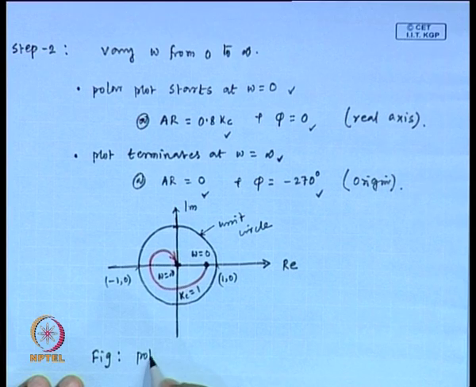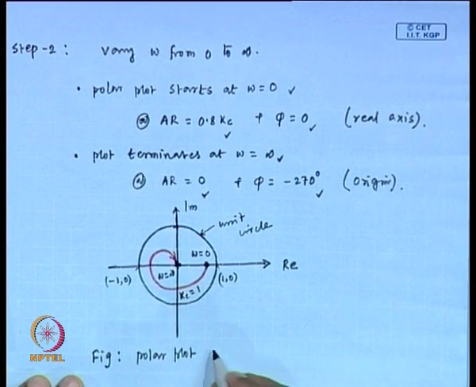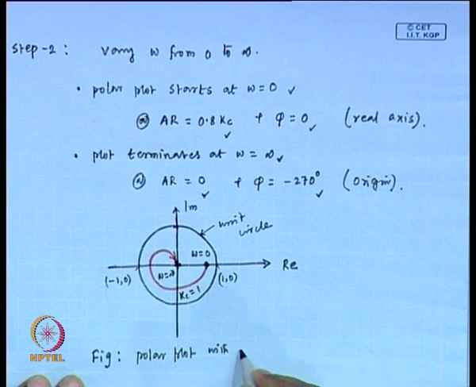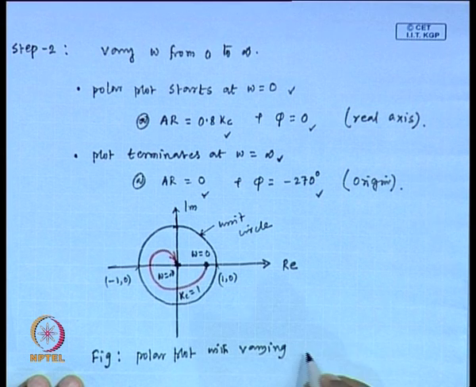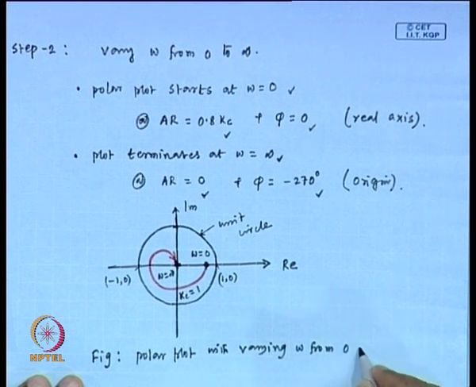So, this is the polar plot with varying omega from 0 to infinity.